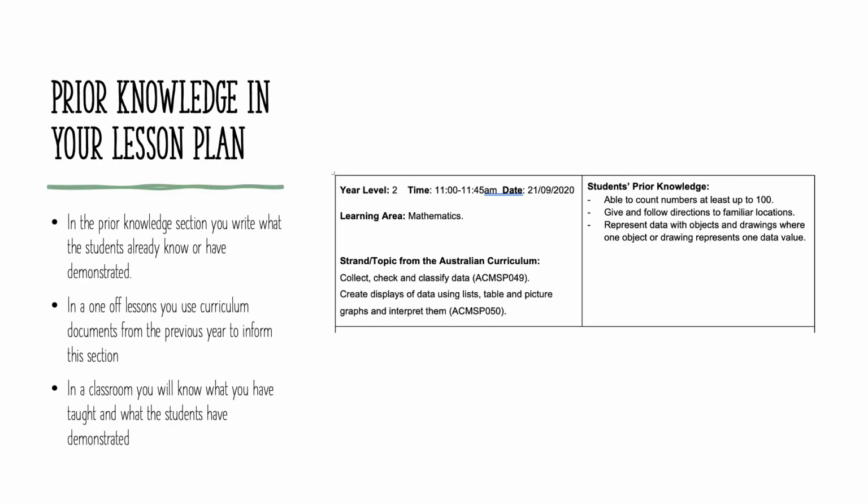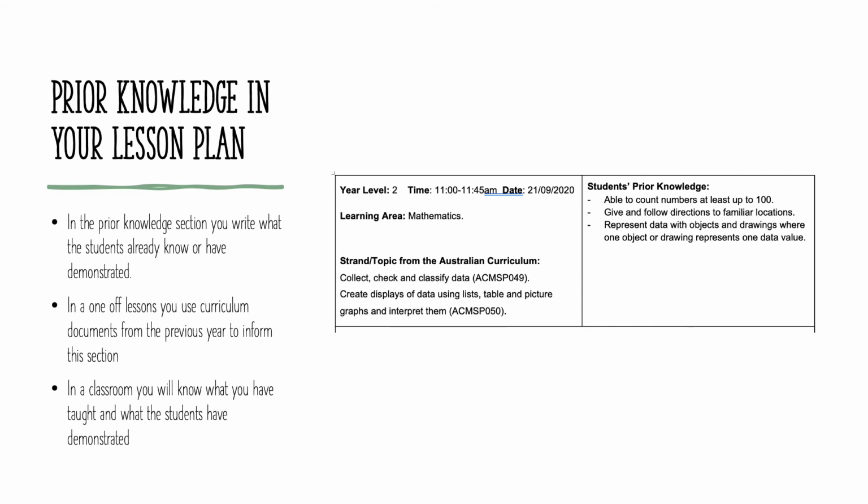So let's have a think about your prior knowledge. Now, if we're making sure that we have a plan, teach, assess cycle, in the prior knowledge section of your lesson plan, you write what the students already know or have demonstrated for you. In one-off lessons, such as you are planning for assignments and so on, you would use the curriculum documents from the previous year to inform that section. Early years, that's a bit trickier, so you would possibly use some of the checklists from earlier age groups to inform it. But remember, the checklists are often developmental as well.